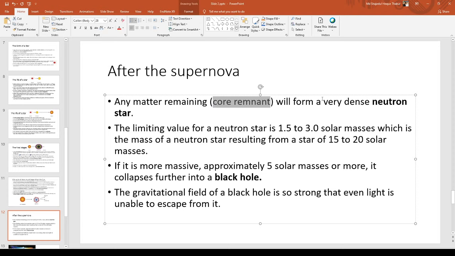Okay, let's ignore the very dense part for a second. We'll form a neutron star. So far so good? Any questions thus far? The core remnant will form a very dense neutron star. I haven't explained the very dense yet, but neutron star. Okay, any questions? Let's see.